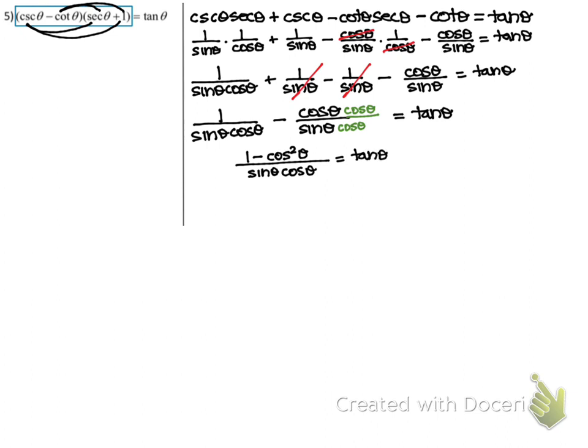Okay, let's use our identity. We know 1 minus cosine squared is sine squared over sine theta cosine theta equals tangent theta. Okay, one of the sines cancels on the top. You can write both of them out if you need to. If you understand that sine squared is the same thing as sine theta times sine theta, one of the sine thetas is going to cancel out. I'm going to end up with a single sine theta still left on top and the cosine theta.